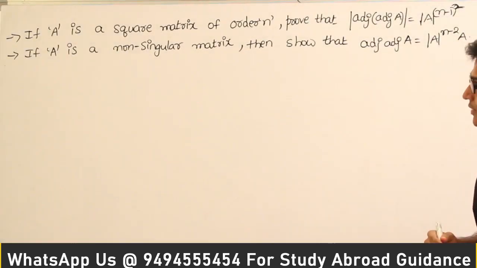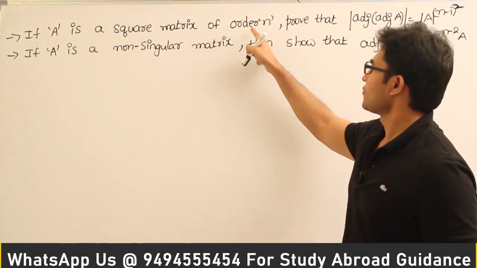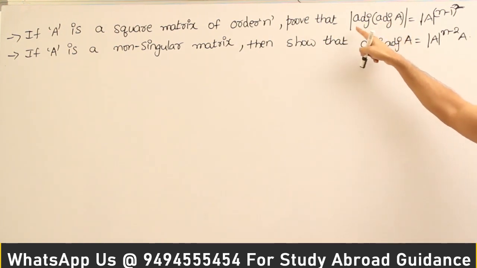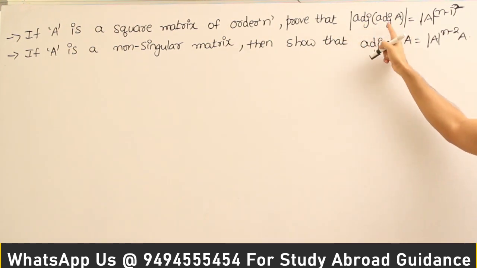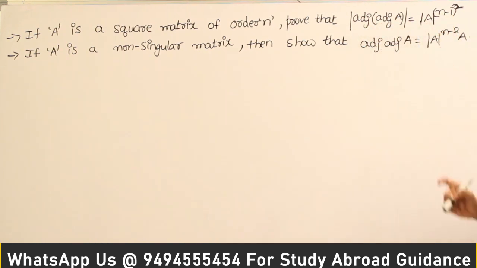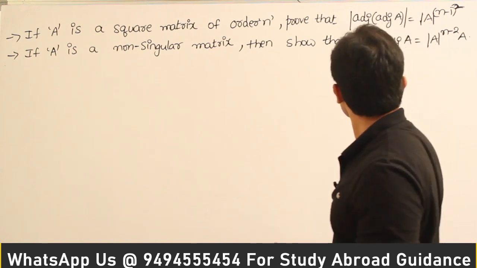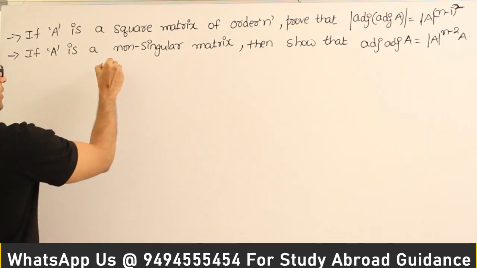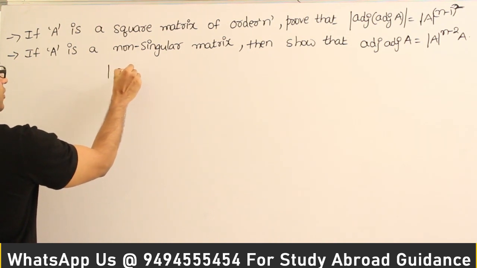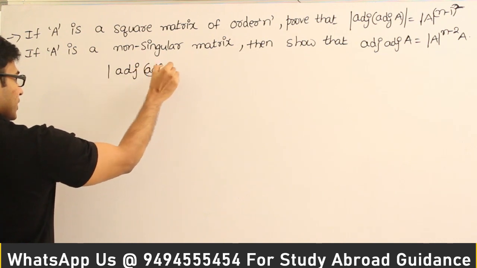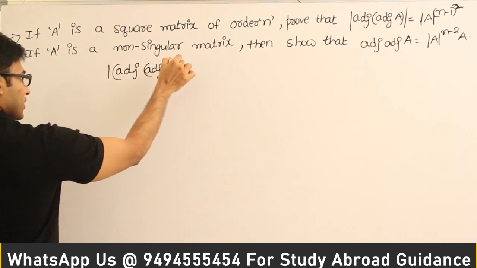See these two questions. If capital A is a square matrix of order n, then prove that the determinant of the adjoint of the adjoint of A is equal to (det A) to the power (n minus 1) whole square. So try to understand that expression, adjoint of A.